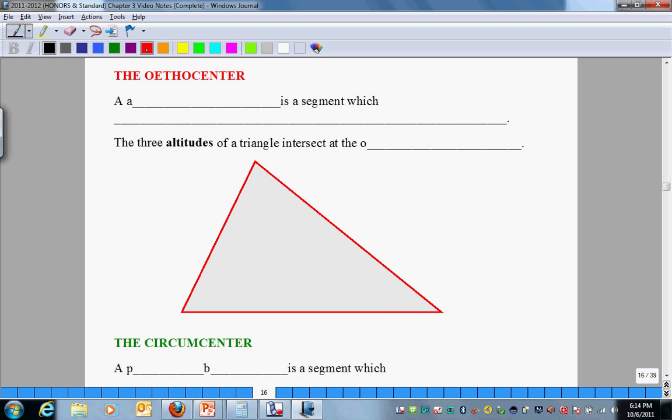Then we have what's called an altitude. An altitude is a segment which goes from the corner to a right angle on the opposite side. Go ahead and draw. From corner, we call that a vertex, to the right angle on the opposite side. Just go straight down, make a right angle.